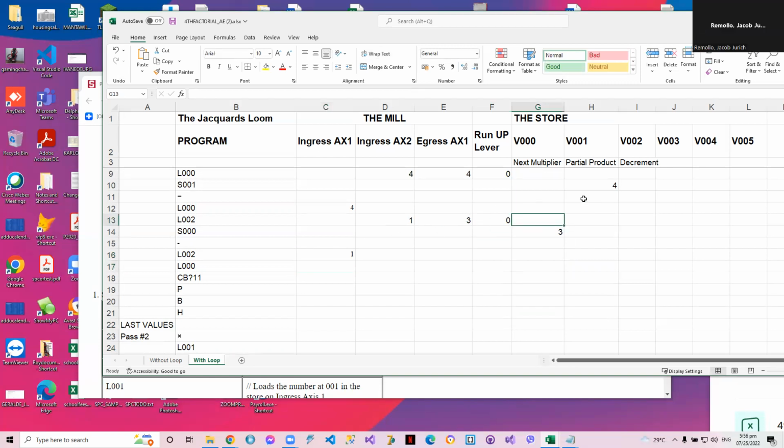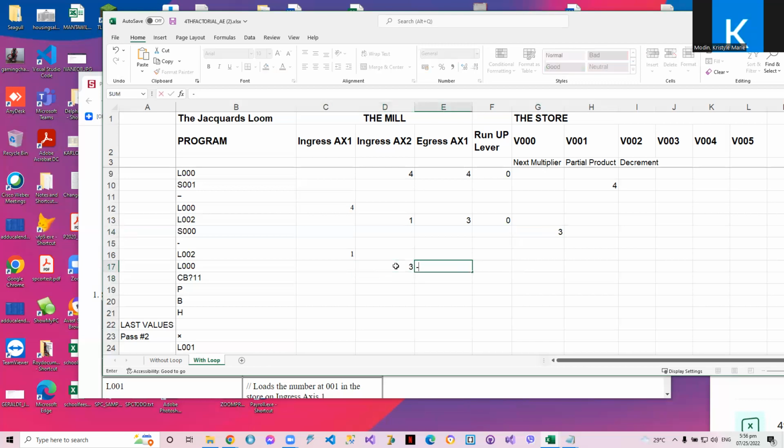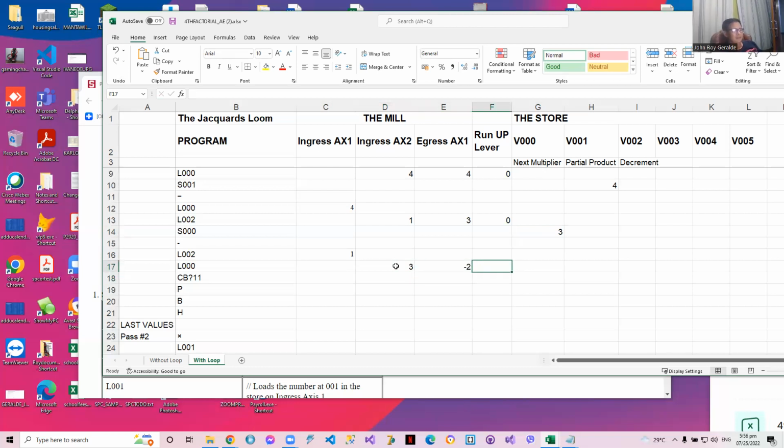3. Why 3, no? 1 minus 3 is negative 2. Right? Run-up lever: 1.